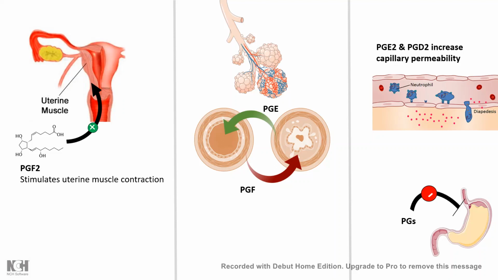PGE2 and PGD2 increase capillary permeability, enabling neutrophils and other immune cells to be extravasated from the blood capillary to the nearby tissue, and they also have implications in inflammation. So PGE2 and PGD2 are involved in inflammatory responses. Overall, all the prostaglandins decrease gastric secretion and increase intestinal motility. So these are the overall functions of prostaglandins.